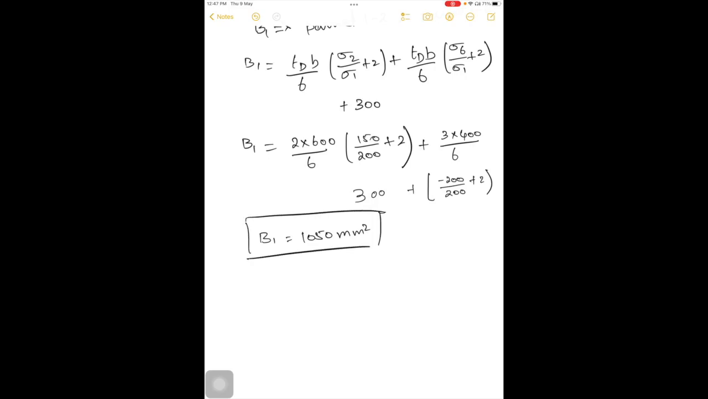So B1 equal to B6. Similarly, B6 equal to 1050 mm square.